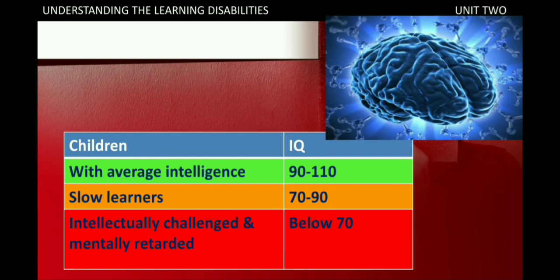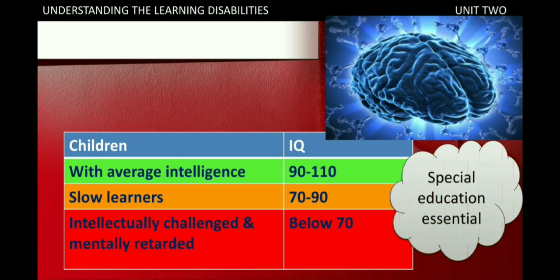Then if you check the IQ of the children, children with average intelligence will have an IQ ranging from 90 to 110. So above 110, the kid will have higher intelligence. Slow learners will have intelligence or IQ between the range of 70 to 90. And intellectually challenged or mentally retarded students will have an IQ below 70. If these students have below 70 IQ, then special education is essential for that particular kind of students.